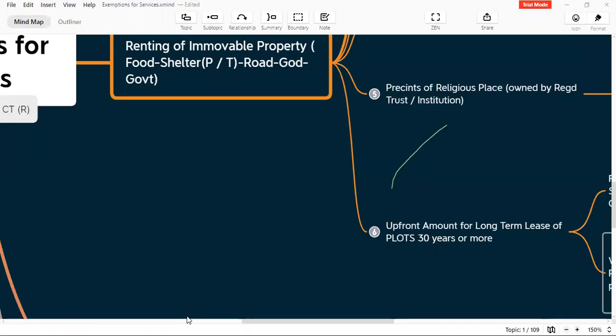Seventh question. Okay. The question is, Mr. A appoints Mr. B, senior advocate, in relation to his divorce case. Determine the taxability of service provided by Mr. B. So again, it's an advocate to advocate service. Anyway, it's exempt, but it's a divorce case.